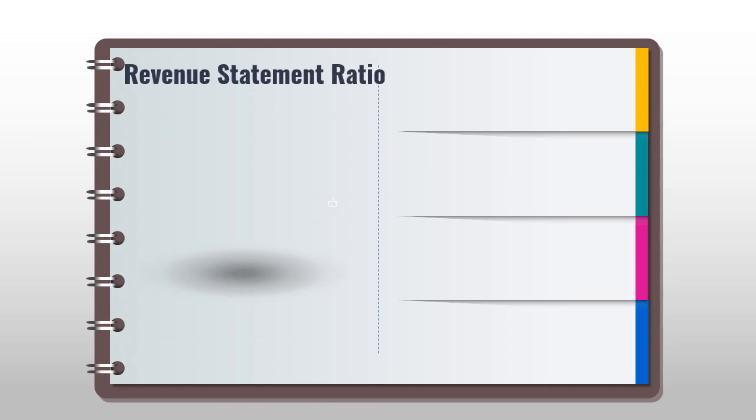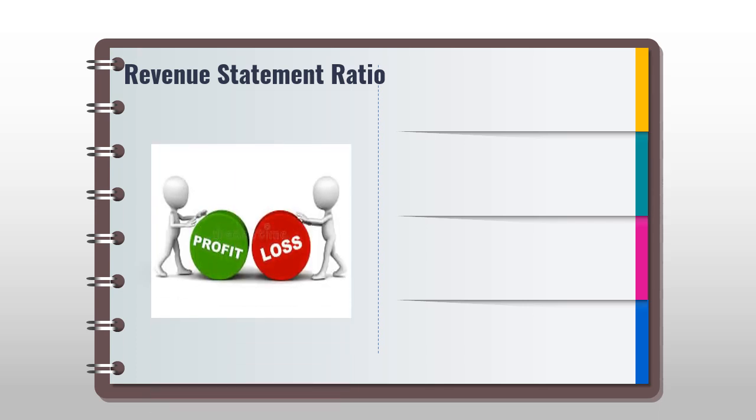Now let us learn what revenue statement ratios are. Revenue statement ratios are the ratios involved in the profit and loss account. There are a few components which are important to calculate these ratios. Let us see them now.